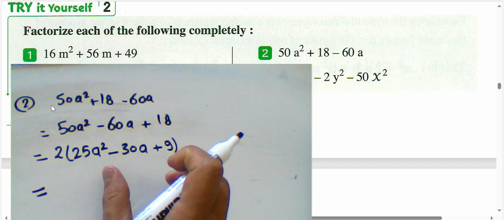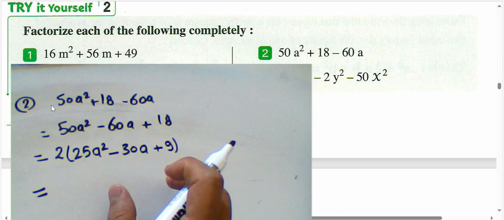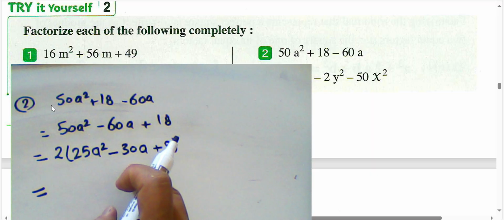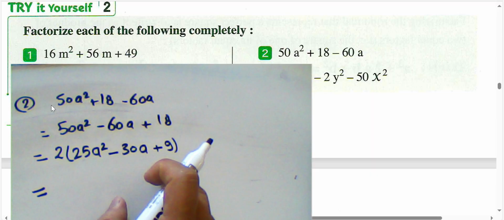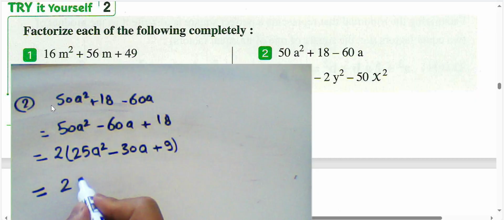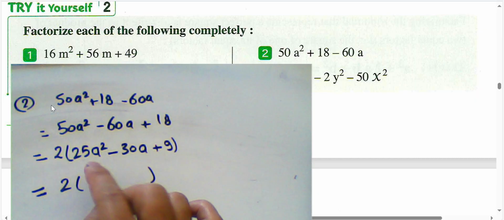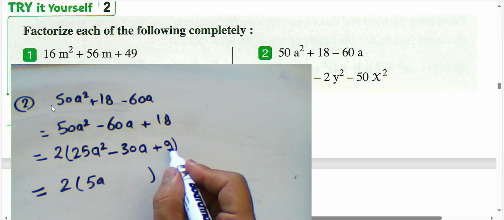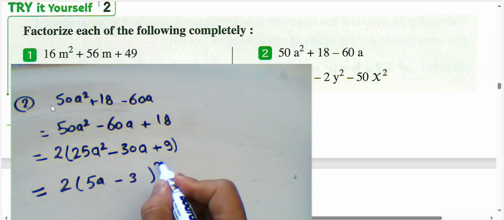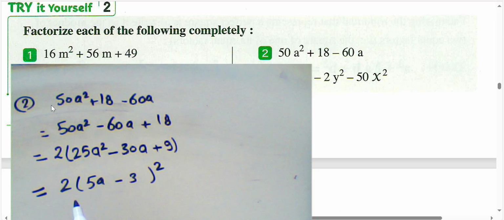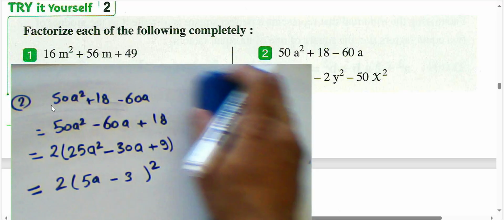This expression we call a perfect square because in the middle here is 2 times the square root of the first and the third. You can find the result by writing the square root of the first. It will be 5a. Square root of 9 will be 3, write negative and outside power 2. Okay.